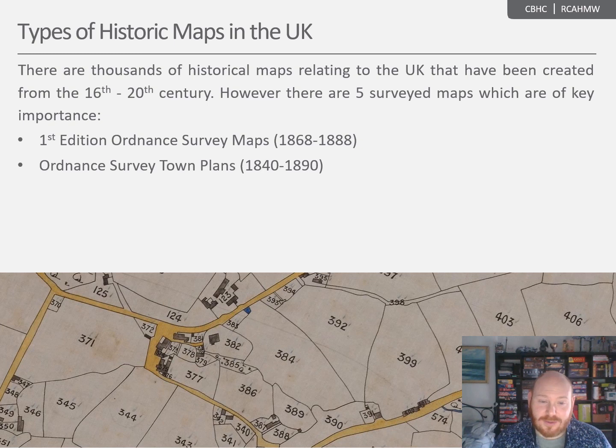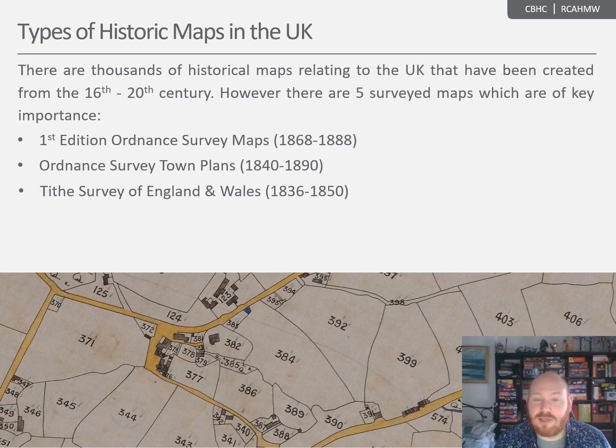The second is also then the Ordnance Survey town plans. These were drawn at the same time as the first edition survey maps, but go in much greater detail, and there's only a certain amount that exists because only towns that were over a certain population were ever surveyed. You've then got the tithe survey for England and Wales. These range in date from 1836 to about 1850. And again, these are an invaluable source because they give us much information about not only the landscape, but also of past land use. You've then also got the Acts of Enclosure.